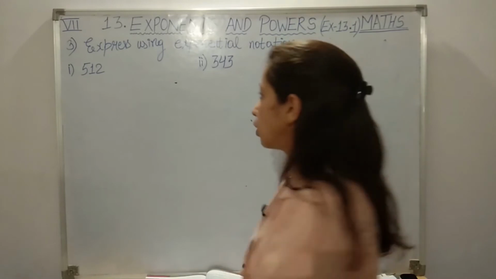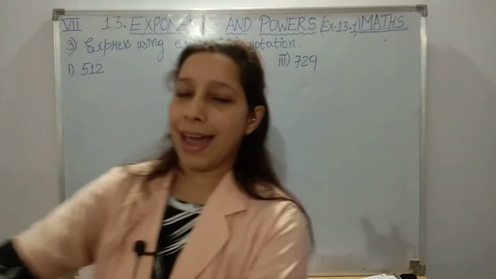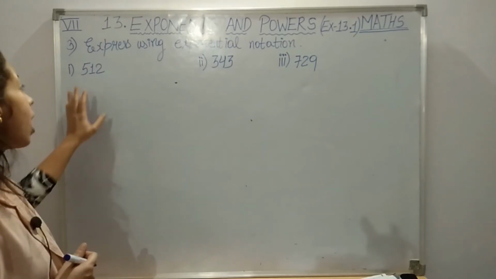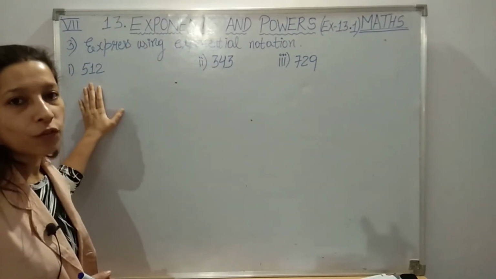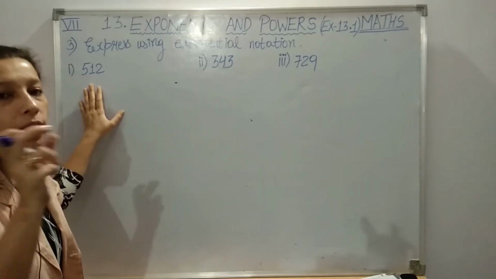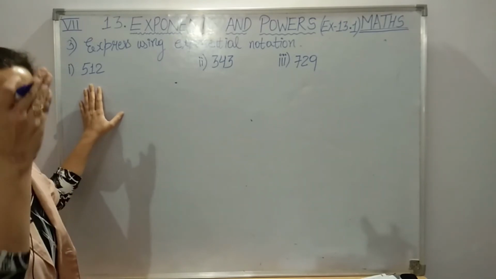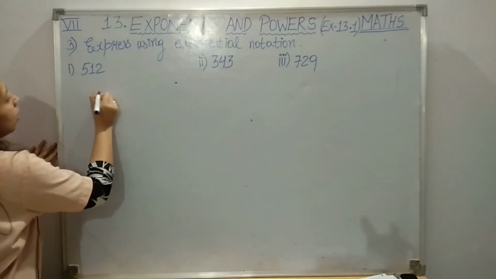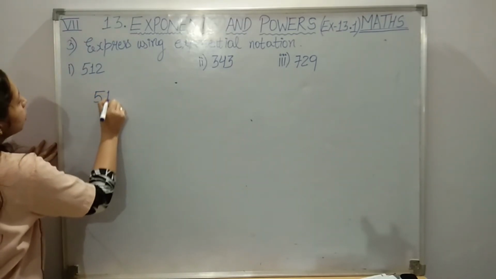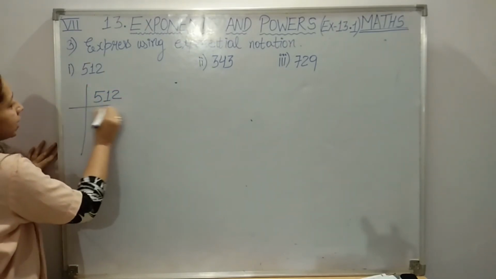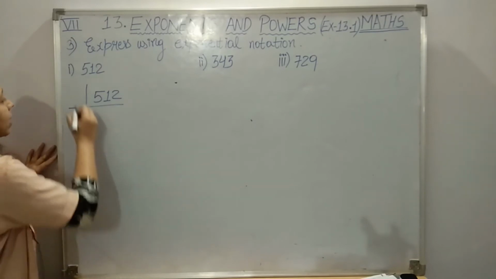So students, question number 3 is express using exponential notation or exponential form. So how to express it in exponential form? You should have its product, isn't it? Then only you can write the product of powers of their prime factors. How to write? Let us see. So students, if I want its prime factors, okay, so what I have to do? I have to take its LCM. You know now how to take the LCM. So let us take the LCM.